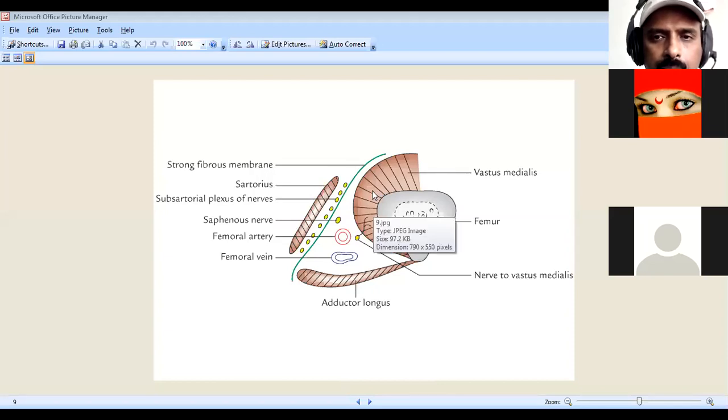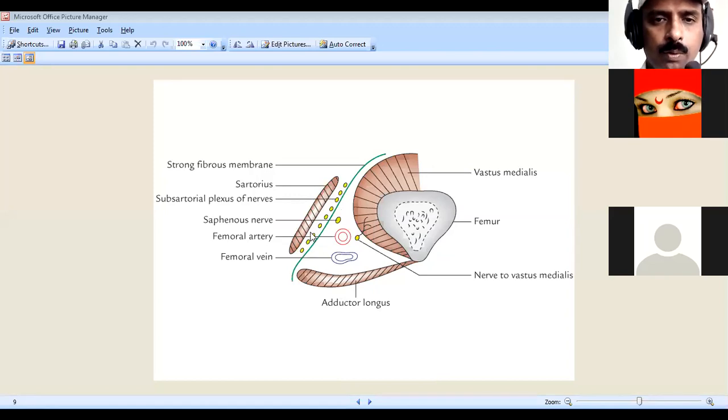Boundaries: anteriorly vastus medialis, posteriorly adductor longus above and adductor magnus below, and most medially sartorius. Below that it is connecting the subsartorial plexus of nerves. So this is all about the subsartorial plexus and the adductor canal. It contains the femoral artery and its branches, the femoral vein and its tributaries, the saphenous nerve and the nerve to vastus medialis. This is very important to remember about the adductor canal.